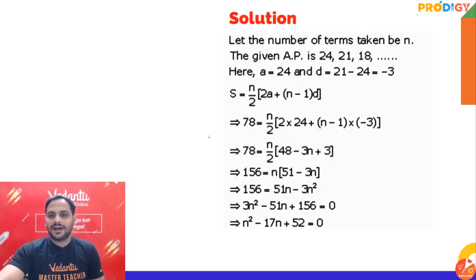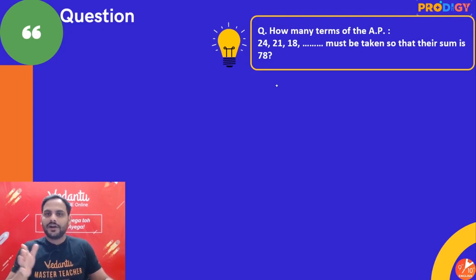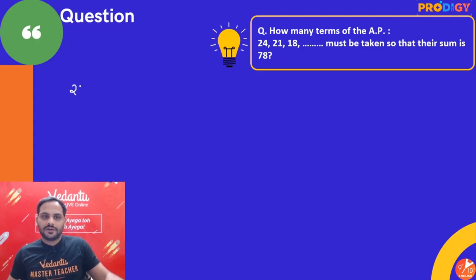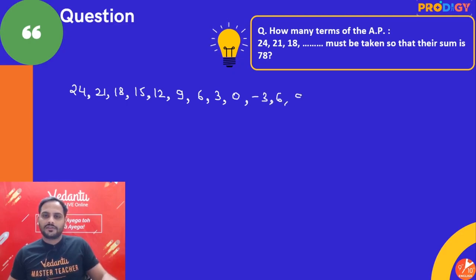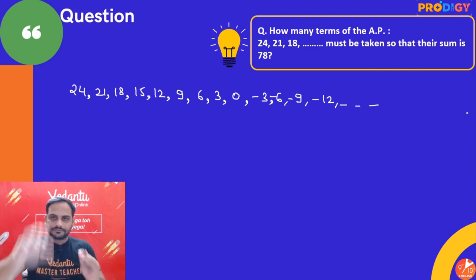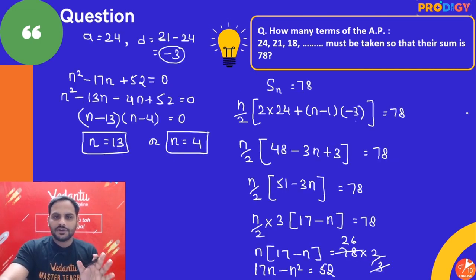Now you must be thinking, sir, how are we getting two answers? So look, what happens is, since this AP is a negative AP, suppose I write these terms 24, 21, 18, then 15, 12, and then 9, 6, 3, then 0, minus 3, minus 6, minus 9, minus 12, and so on. I wanted up to n equal to 13 or n equal to 4.